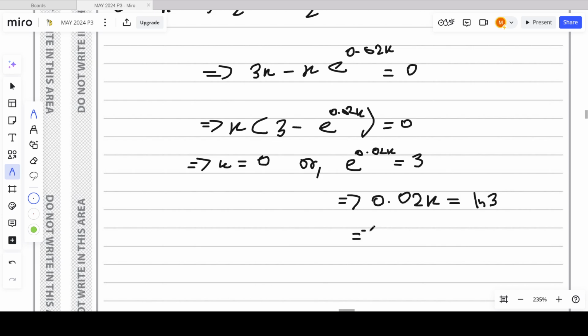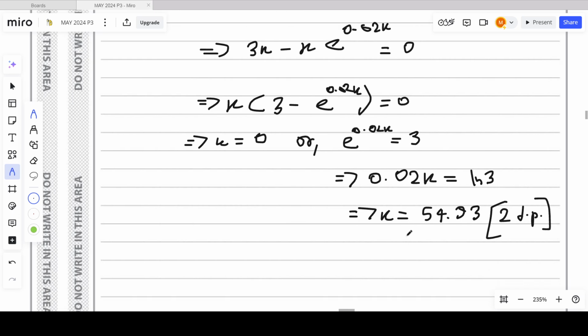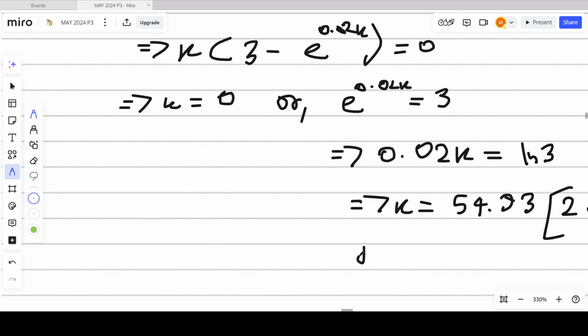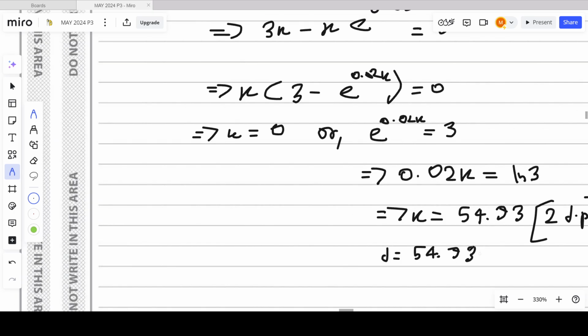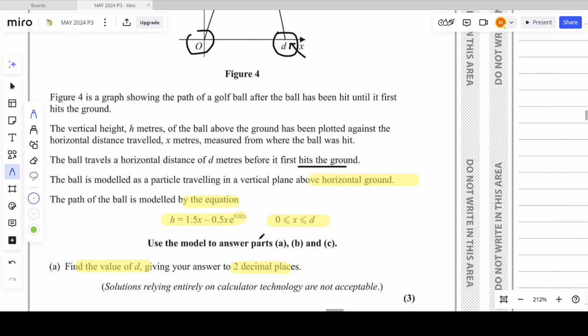So x equals, they wanted the value to 2 decimal places, ln 3 over 0.02. The value is 54.93. This is to 2 decimal places. So that's the value for D. D equals 54.93. Okay, so we got the value for D.